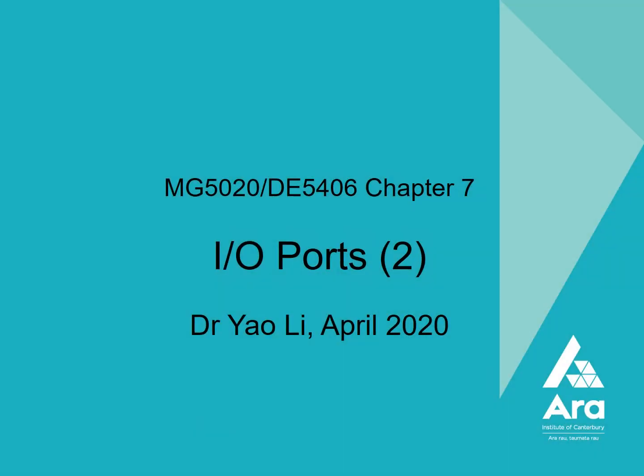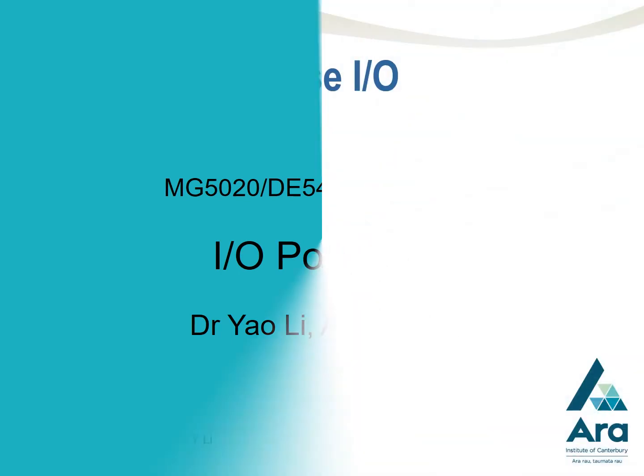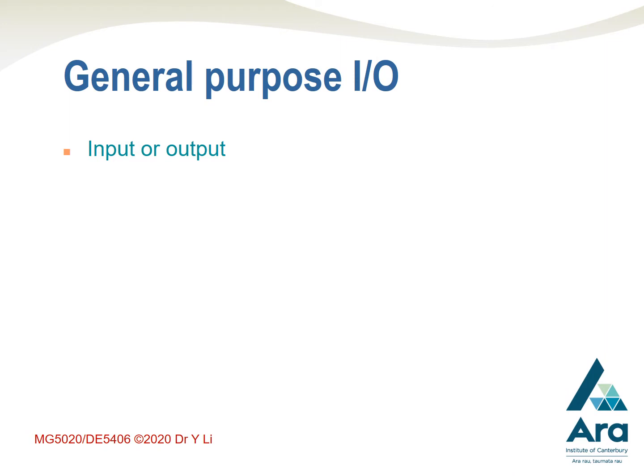This is part 2 of I/O port of a microcontroller. All general-purpose I/O can be either input or output. You have to set it up before you use it.